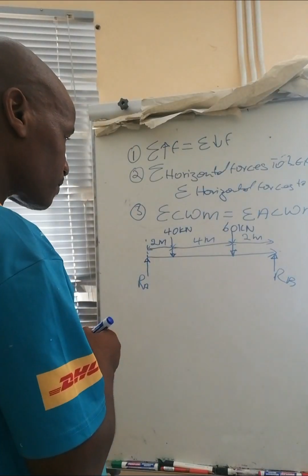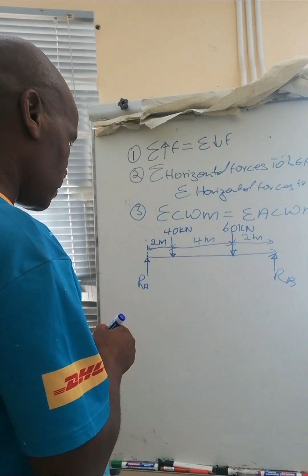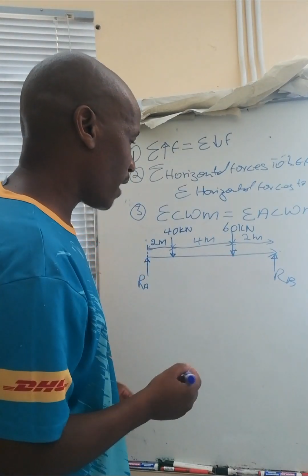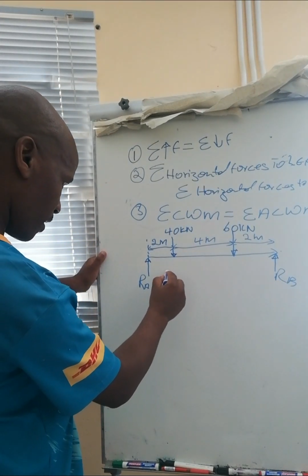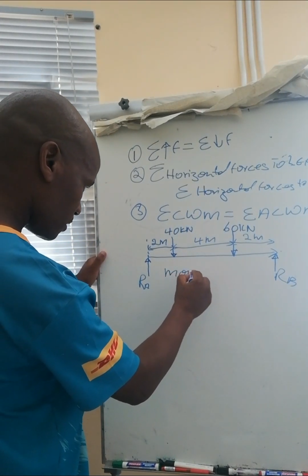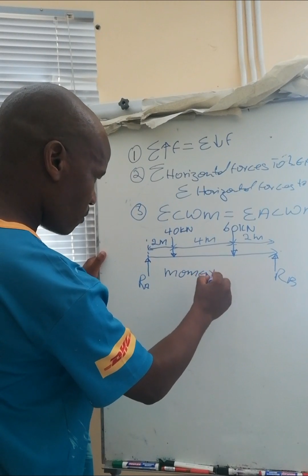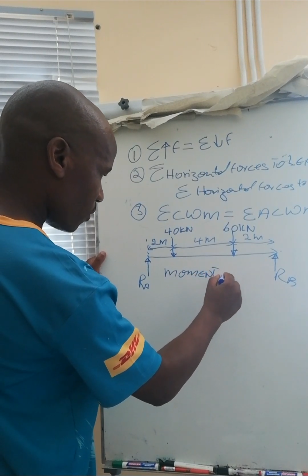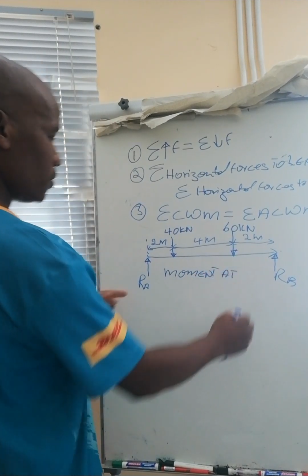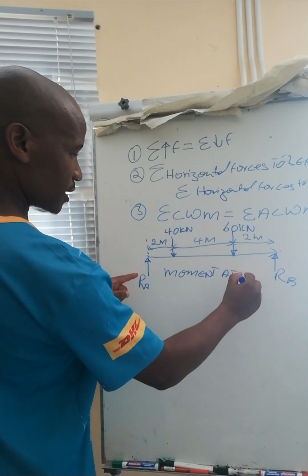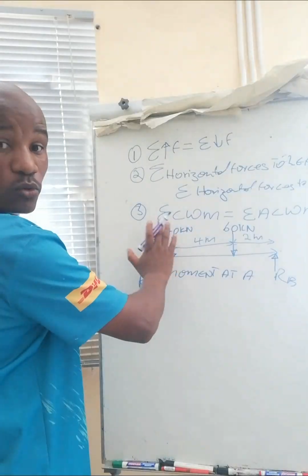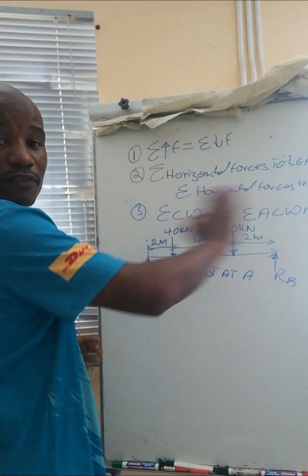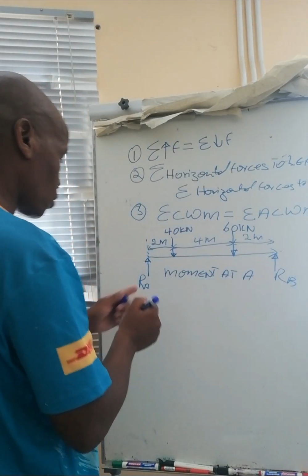Now let's see. For instance, this is a 10-mark question, and we will take the moment at, you can start at any point. Let's say at A here. Normally I prefer A because we work from left to right in engineering. That's why we'll say A.